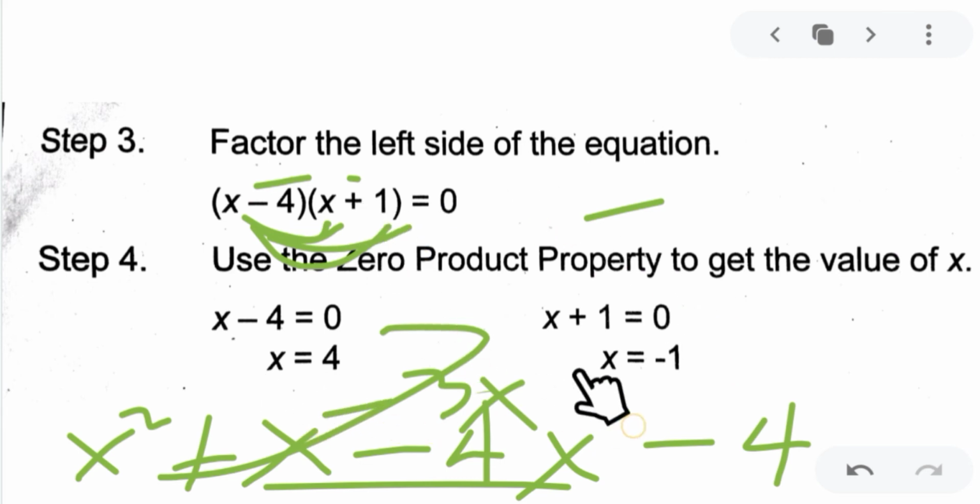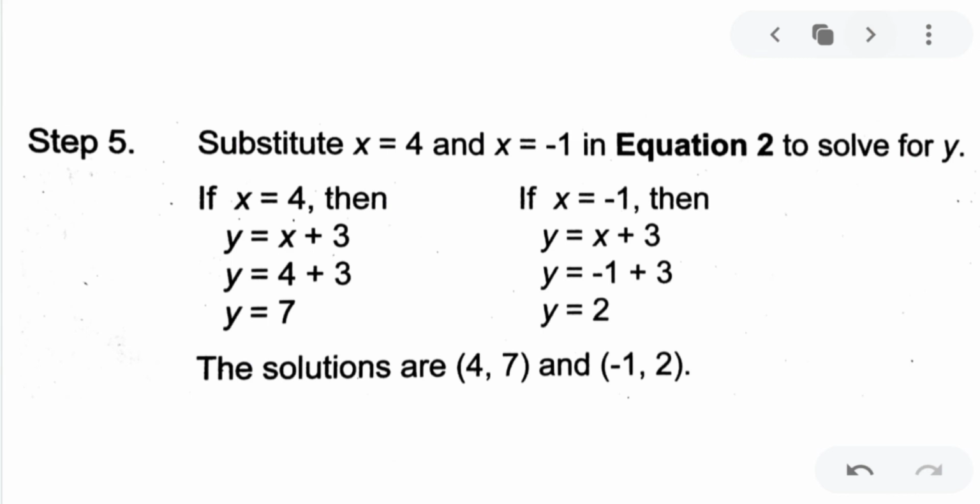Then we have here x plus 1, transpose the 1 to the right side of the equation. You will have x equals negative 1. So these are the values of your x. Now, for step 5, you have to substitute x equals 4 and x equals negative 1 in equation 2 to solve for y, to get the value of y. So equation 2 is y equals x plus 3.